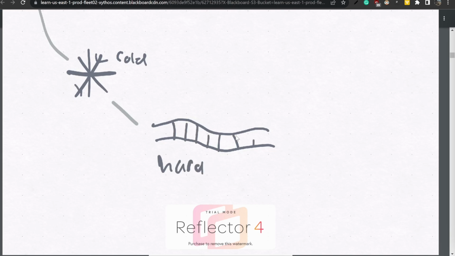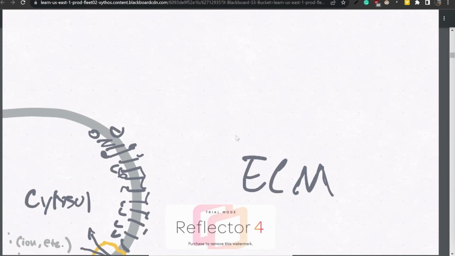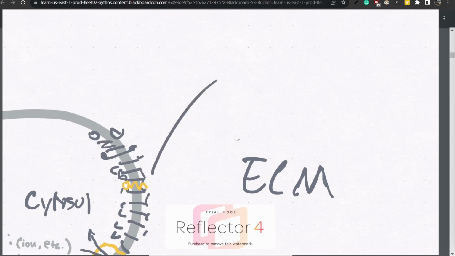So this being hard actually reminds me of something else I learned, is that this layer here also has little things called sterols, and these sterols are actually cholesterols. So cholesterols, I'm going to make another layer right here, cholesterol.